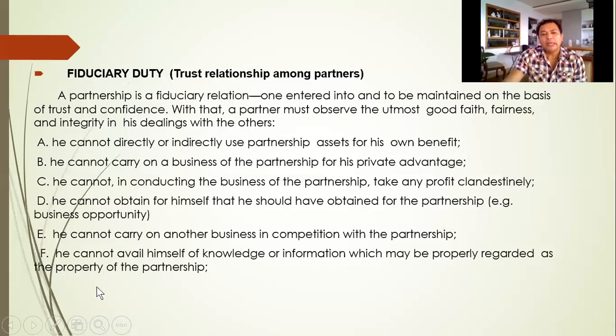Letter F. A partner cannot avail himself of knowledge or information which may be properly regarded as the property of the partnership. So any secret information or knowledge of the partnership, it should remain with the partnership, no? As their property.